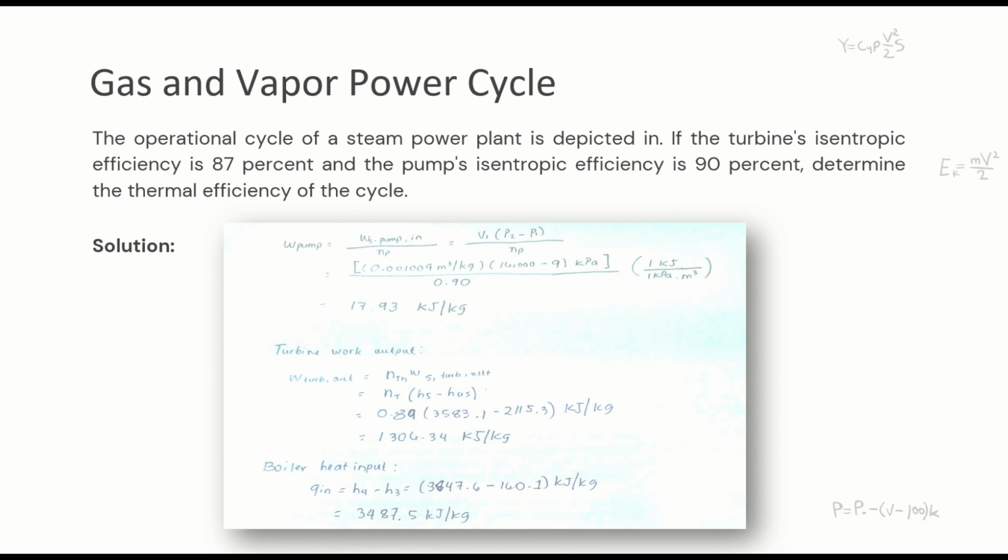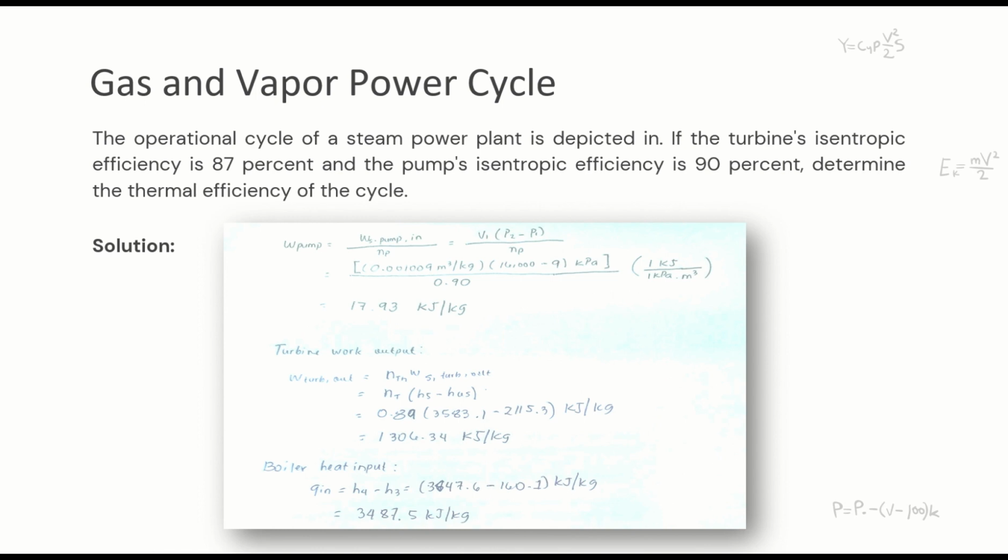As we can see, some of the givens are in kilopascal. Thus, we should convert it into kilojoules by multiplying by 1 kilojoule over 1 kilopascal times cubic meter. So let's solve for the value of our work of pump. We have 17.93 kilojoules per kilogram. So let's proceed. We will be solving the value of the turbine work output.